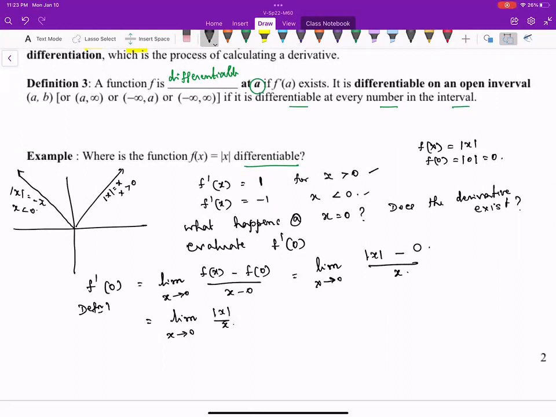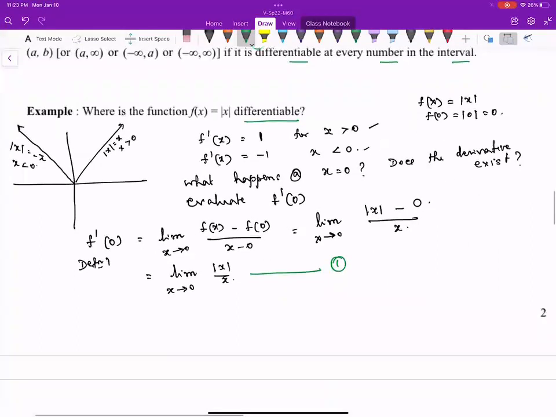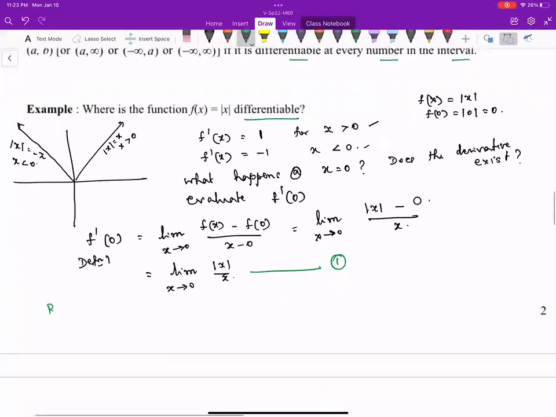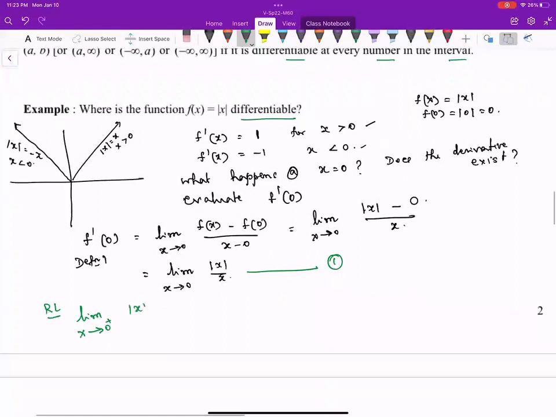So let's divide this into the left limit and the right limit. If I consider the right limit, let's call it step 1, we are considering the limit as x approaches 0 from the right side of absolute x over x. From the right side of 0, that means x is more than 0, so absolute x will be equal to x.